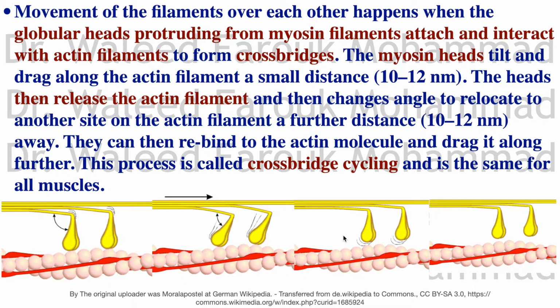They can then rebind to the actin molecule and drag it along further, and this is called the cross-bridge cycling. So the cross-bridge cycling by the movement of the myosin over the actin is the mechanism of contraction in smooth muscles, and actually it's the mechanism of contraction of all other muscle types. It's the same principle.